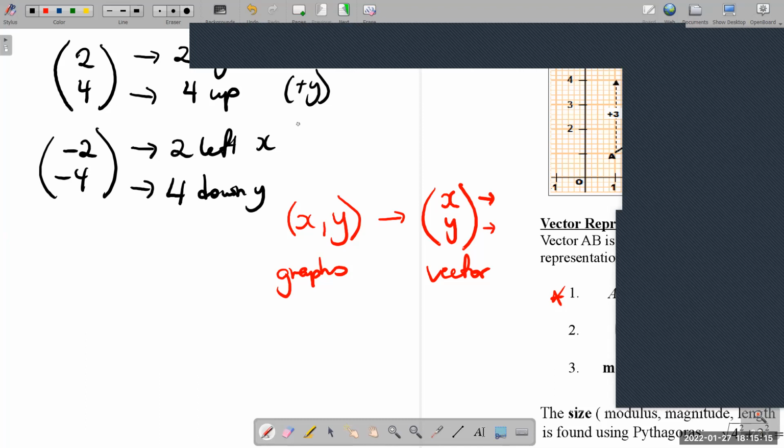So this is just how we represent vectors. The first number, which is at the top, is our x. The number at the bottom is our y. A positive x is right movement. A positive y is an upward movement. A negative x is a left movement. A negative y is a down movement.